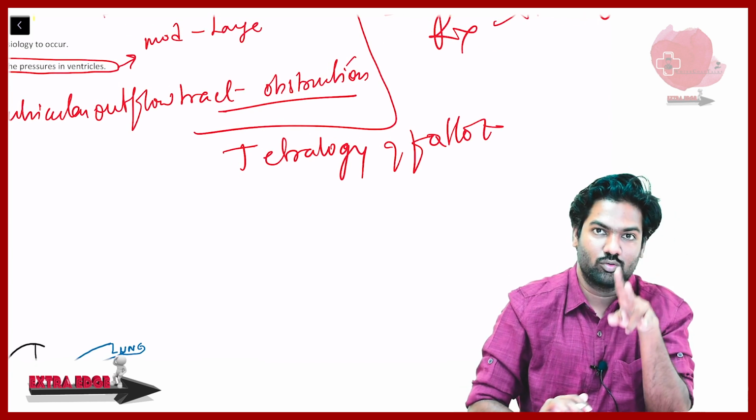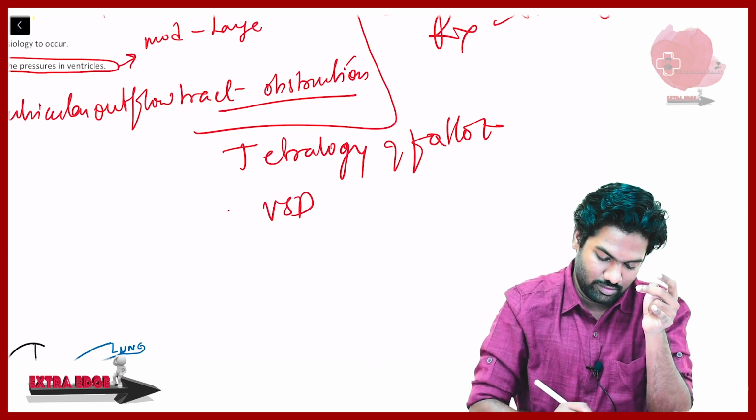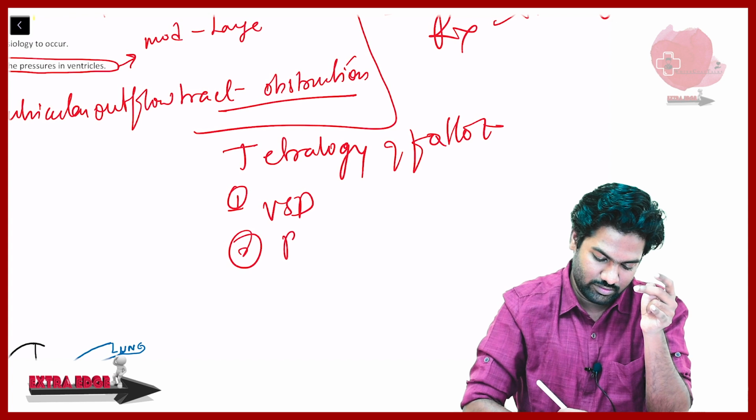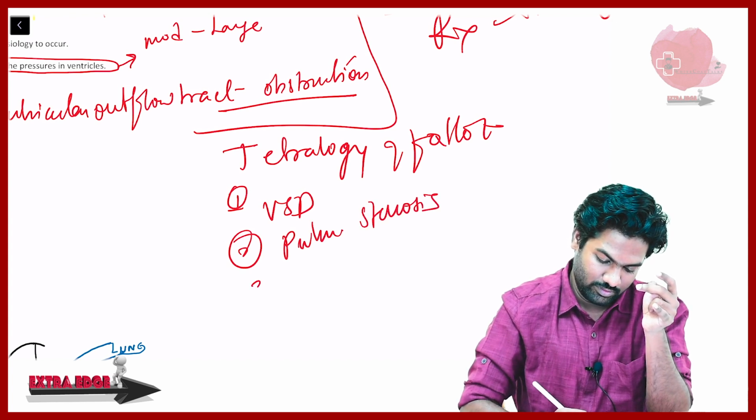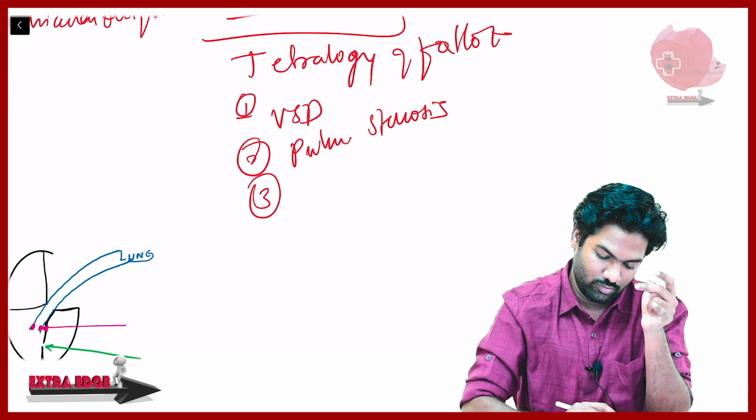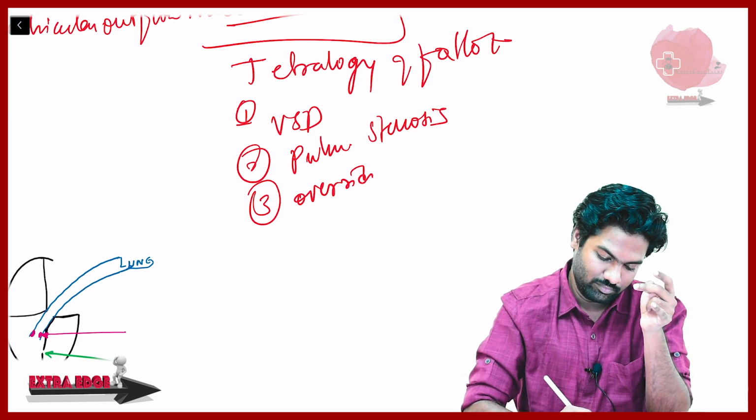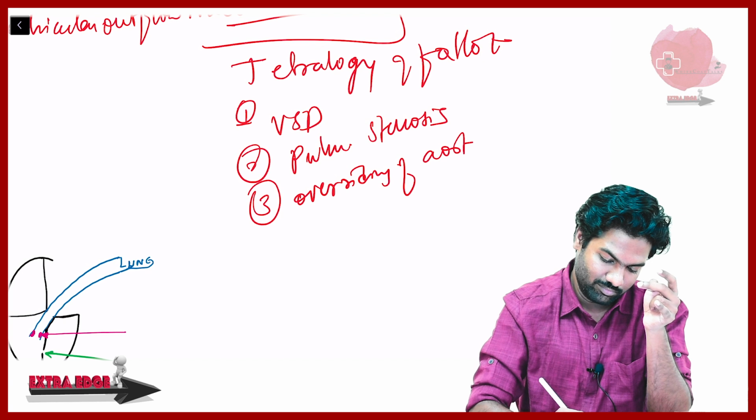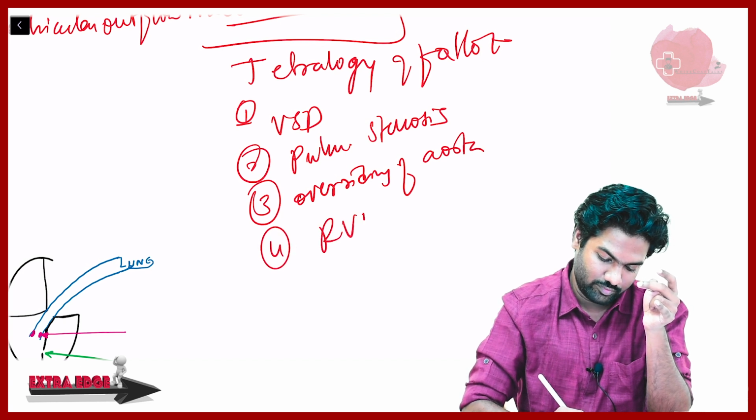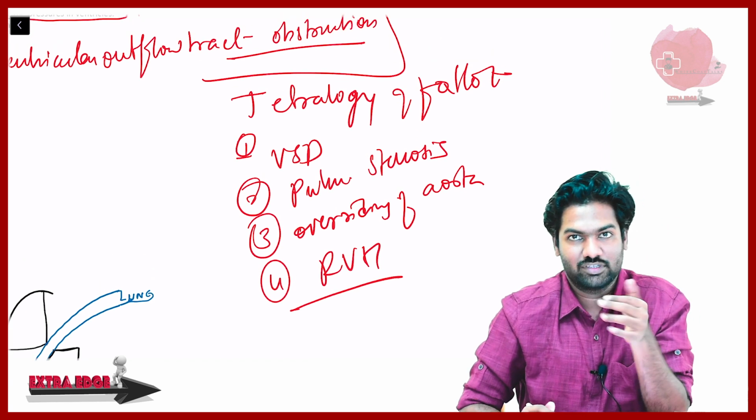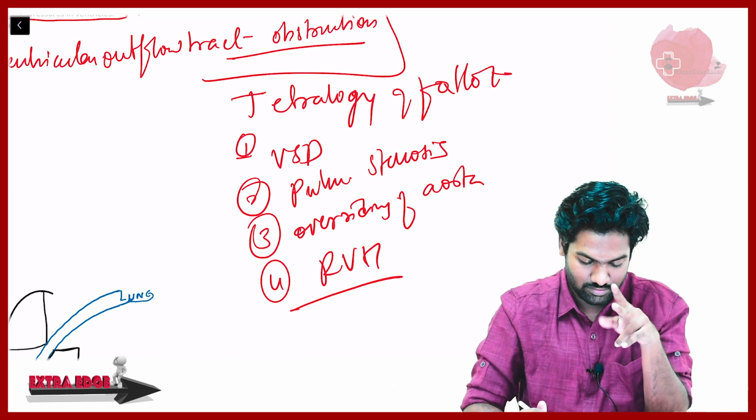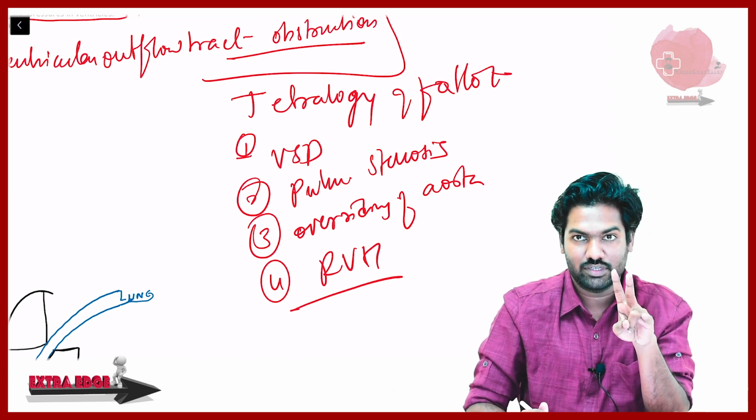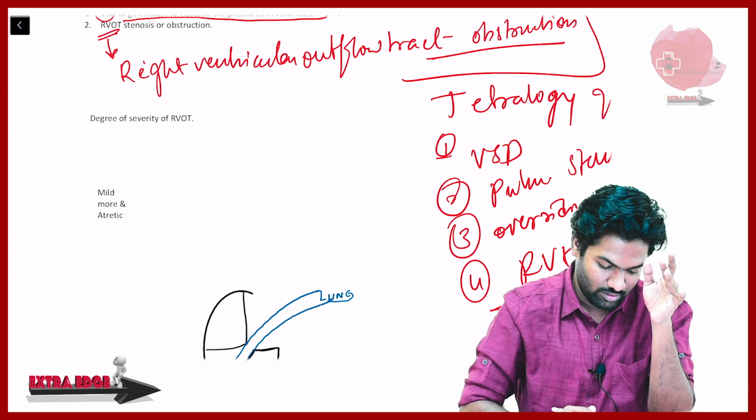In that, the two main things are VSD and the next important thing is pulmonary stenosis. Third one is overriding of aorta. The fourth one is RVH. Now, for you to know this physiology of cyanotic congenital heart disease, only two things are important here. One is VSD, another one is pulmonary stenosis.